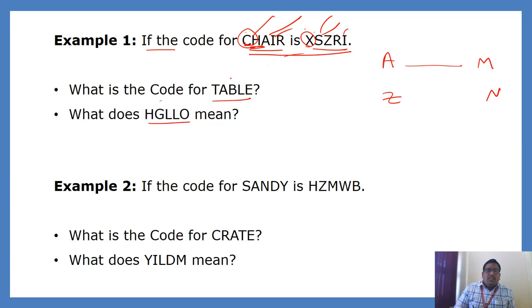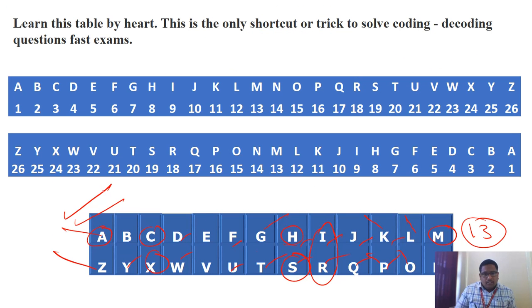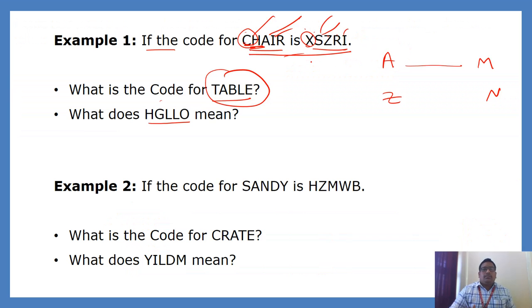Now in a similar way you have to find the code word for TABLE. So TABLE. The code for T is G, A is Z, B is Y, L is O, E is V. So G Z Y O V is the answer for the given question. Clear?